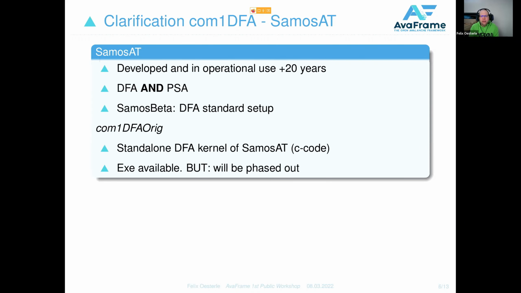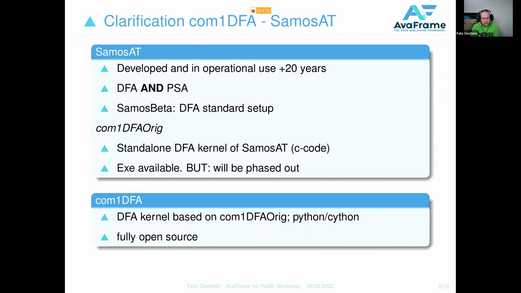And now if you look at our modules, you will see one that is called COM1 DFA original. This is basically the dense flow kernel from Samos.at as a standalone version. So we got the C code from Samos.at, and we have the code available, but we only publish the executable. It is available on our homepage, but let it be known that it will be phased out soon. And now we took this dense flow kernel and converted it to a Python Cython version. And this one is now fully open source.